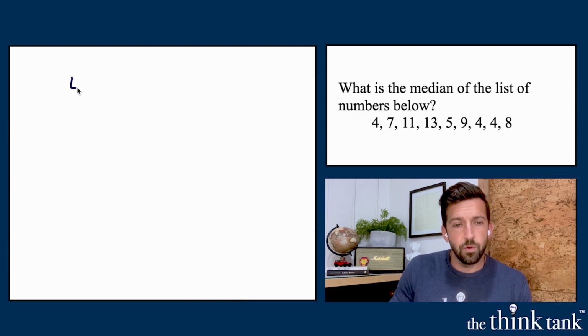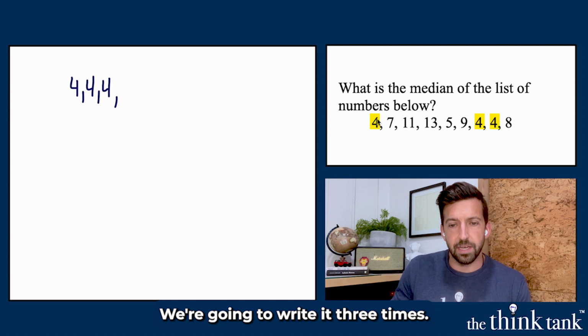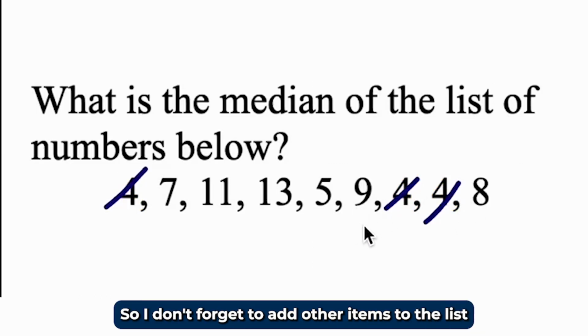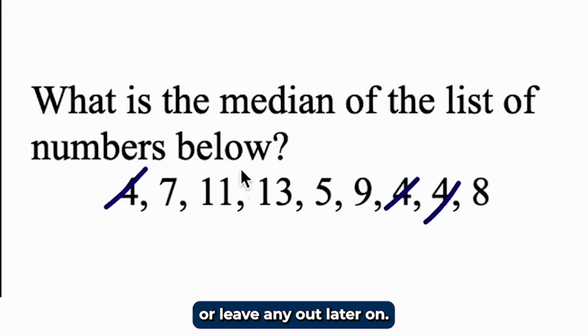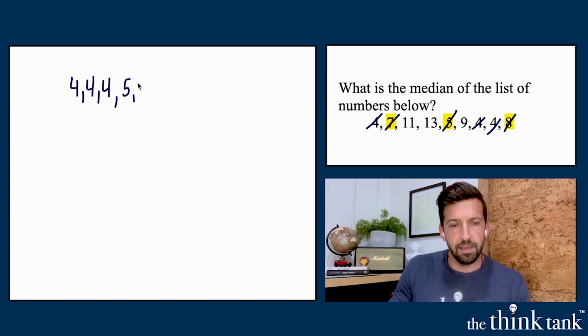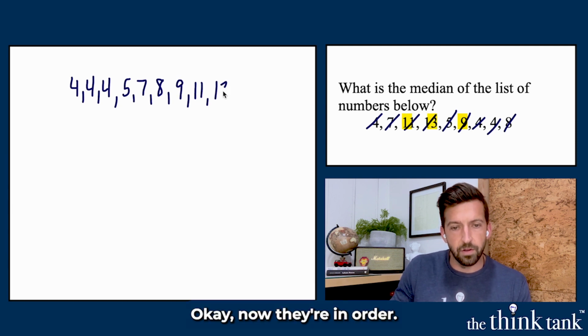Let's do that. We've got 4 and 4 and 4. That showed up 3 times. We're going to write it 3 times. So those are gone, and I'm going to cross them off so I don't forget to add other items to the list or leave any out later on. Okay, and then we've got 5, and then 7, and then 8. Okay, so those are the next 3 on our list. 5, 7, and 8. And then we've got 9 and 11 and 13. So there's our last 3 numbers, 9, 11, and 13. Okay, now they're in order.